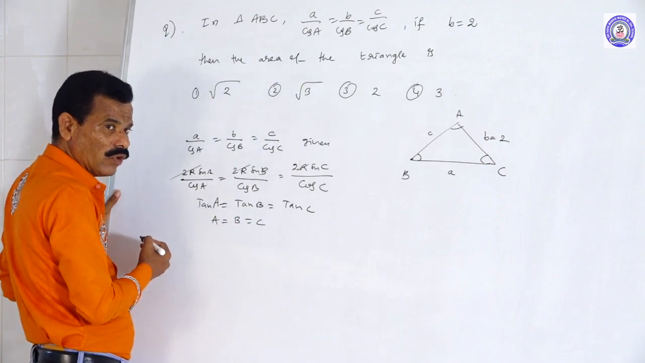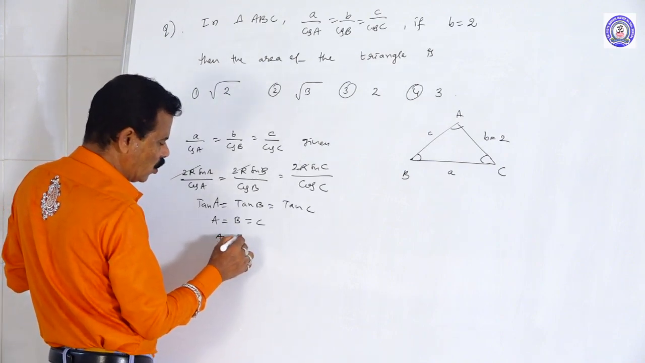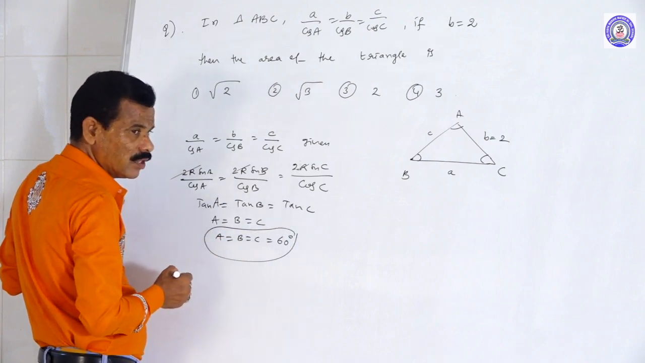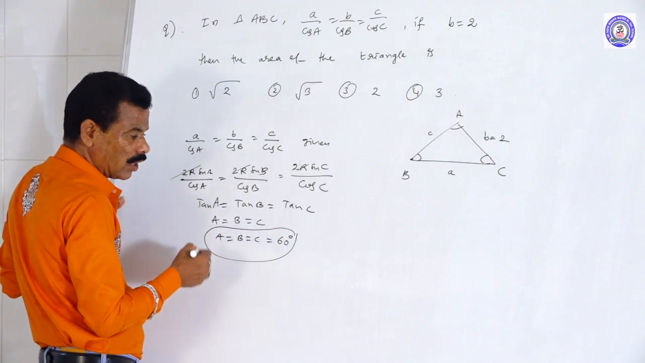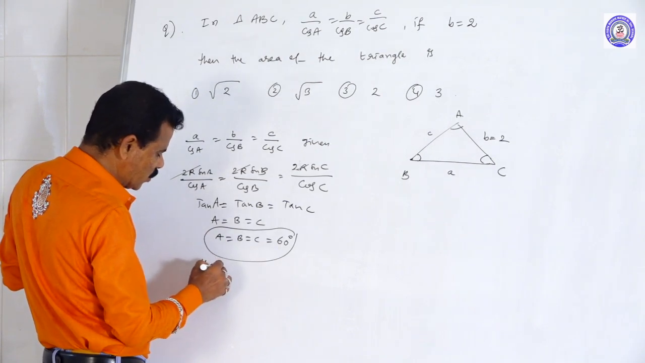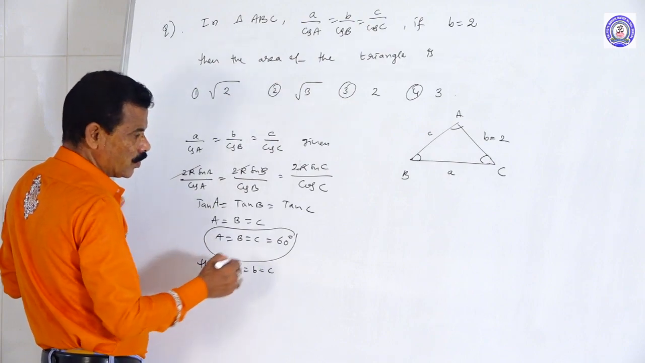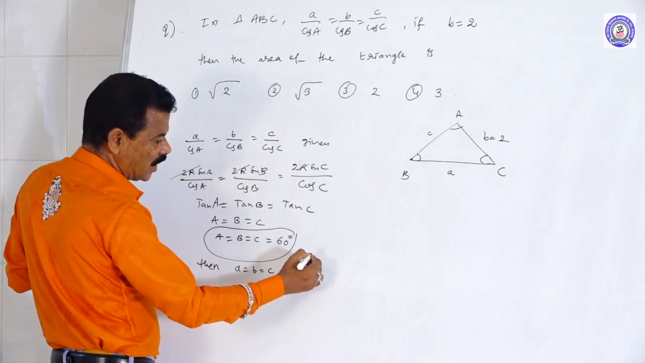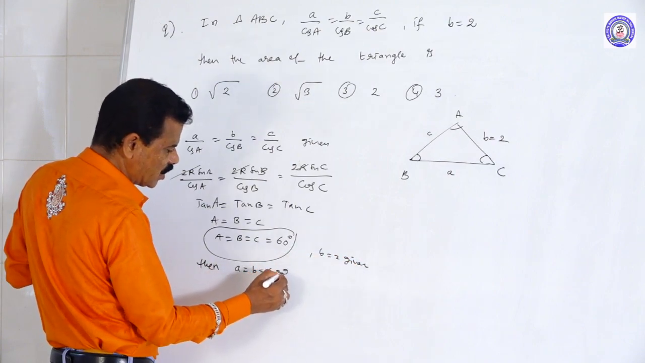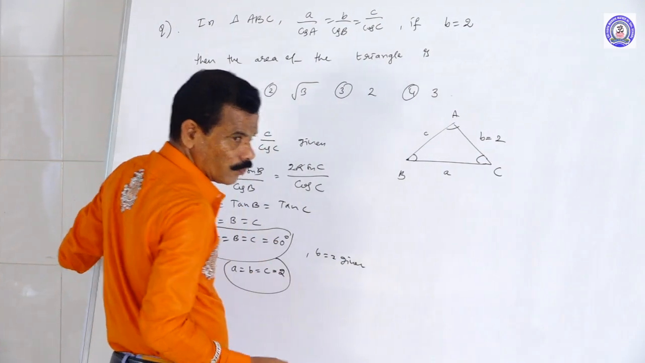So all angles equal. If all angles equal, then A is equal to B is equal to C is equal to 60 degrees, 180 by 3. So all angles equal, then all sides also equal. Then all sides a is equal to b is equal to c. So all sides equal. b is equal to 2, given. So this length is equal to 2. So all lengths 2, 2, 2.